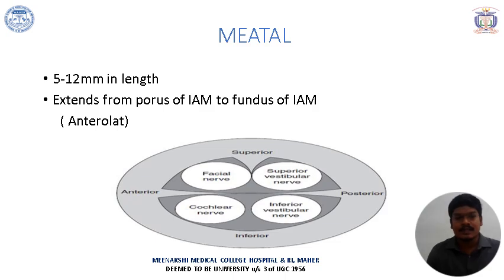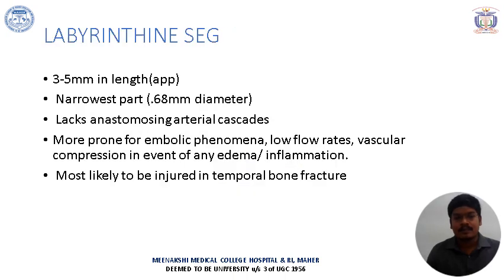So this is the cross-sectional diagram of the meatal segment. We can see the subdivisions of the vestibulocochlear nerve and the facial nerve. The facial nerve is located anterosuperiorly in the canal, and is divided from the superior vestibular nerve by Bill's bar. Again, the facial nerve and the cochlear nerve are separated by the falciform crest.